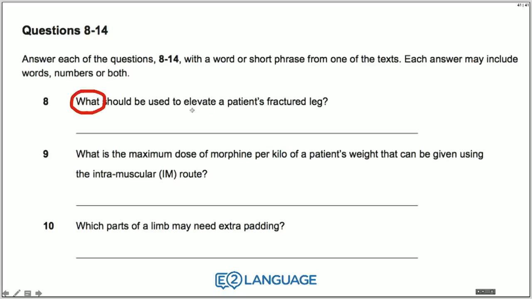What should be used to elevate a patient's fractured leg? So we're going to have to find keywords in here, find the corresponding text, and then we're going to answer this with a noun. Okay? I think the answer is pillow, for example. So you can write pillow, or a pillow would also be considered correct.